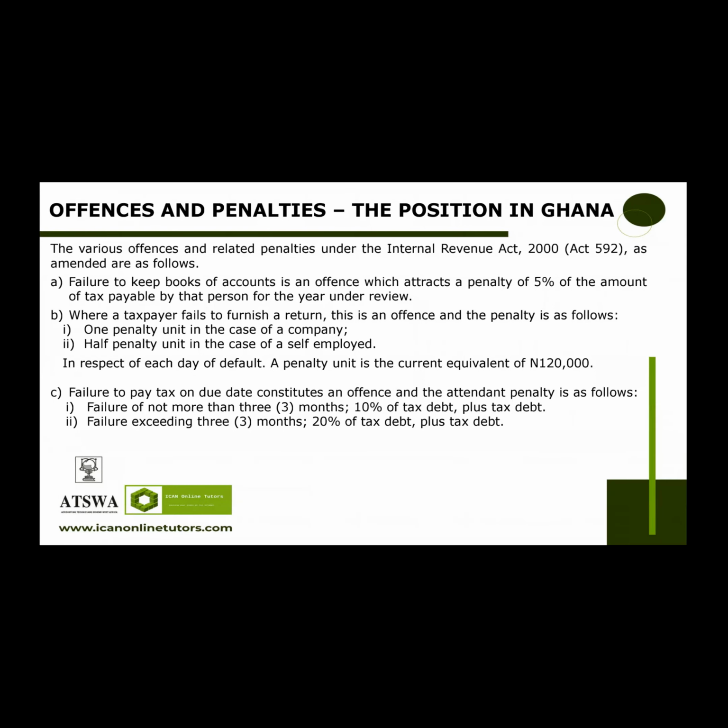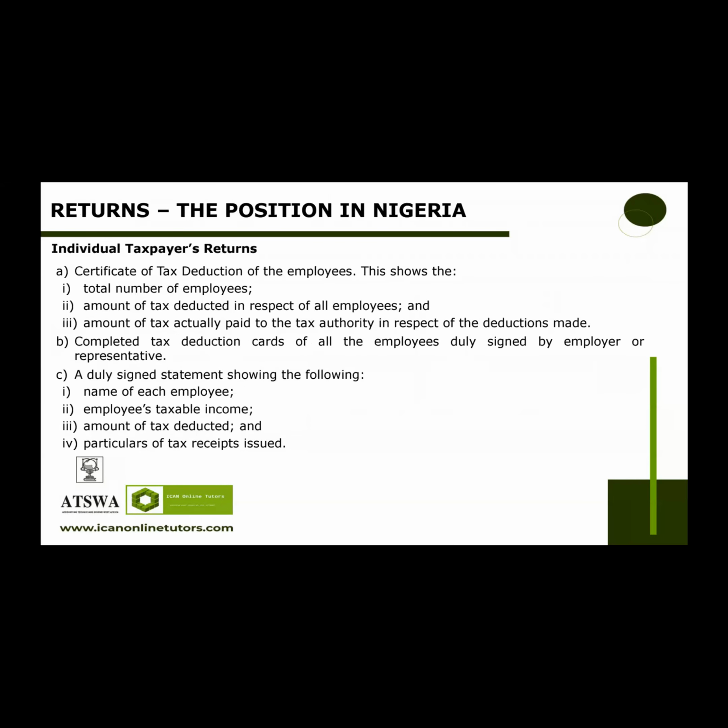So let's look at the returns position in Nigeria for individual taxpayers. In Nigeria, we have individual taxpayers returns and corporate tax returns. For individual taxpayers returns, at the end of each year, every employer is expected to make returns to the relevant tax authority, the State Board of Internal Revenue, under the Pay As You Earn scheme, of all emoluments paid to his employees not later than 31st January of every year in respect of all employees in its employment in the preceding year.